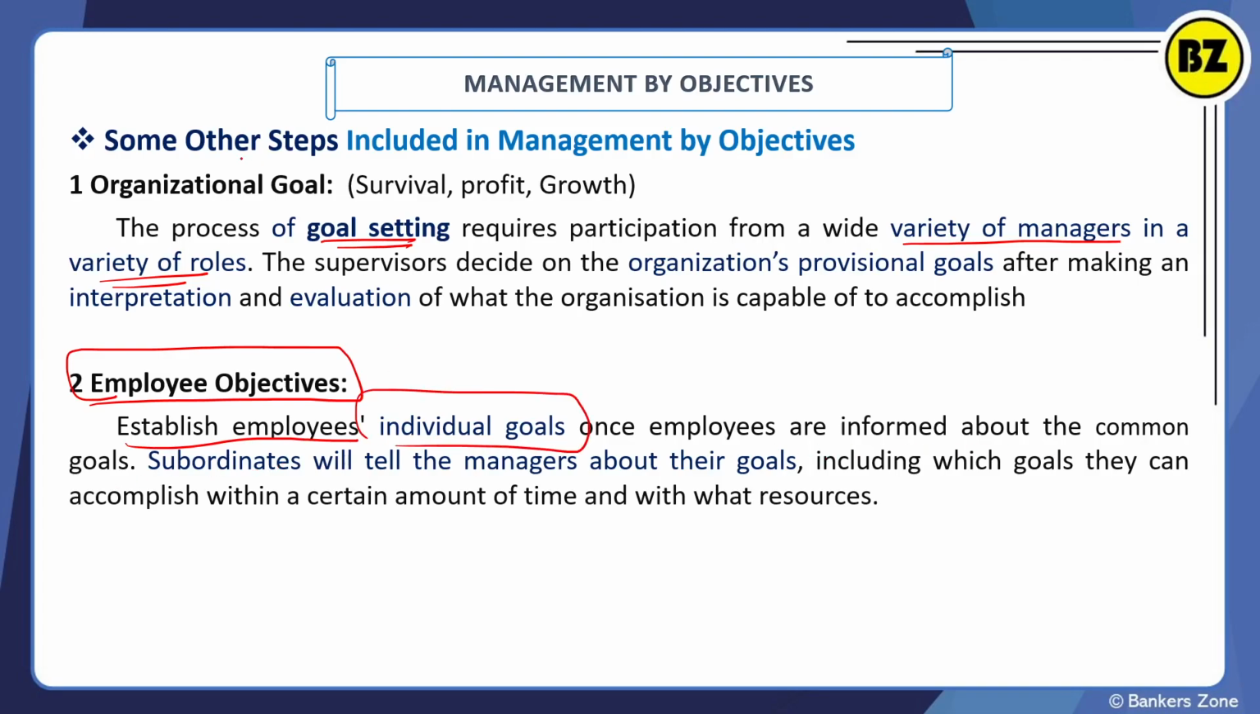So what is the common goal? The organization goal will be the first priority. Second, you have to establish the goal at the individual level. Employee objective means simply the individual level goals, right?